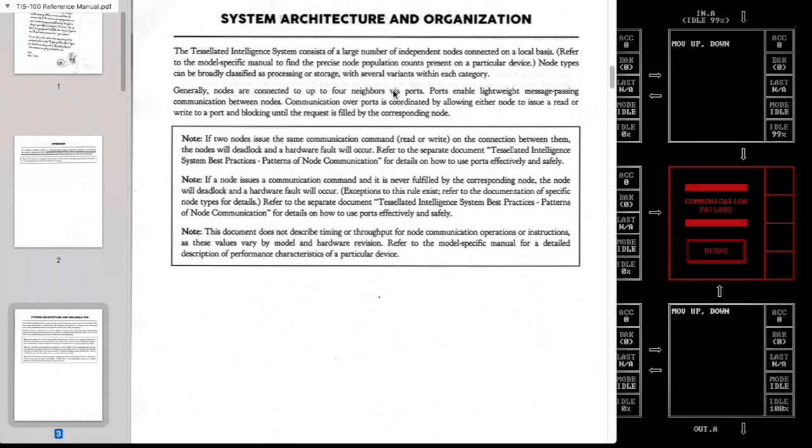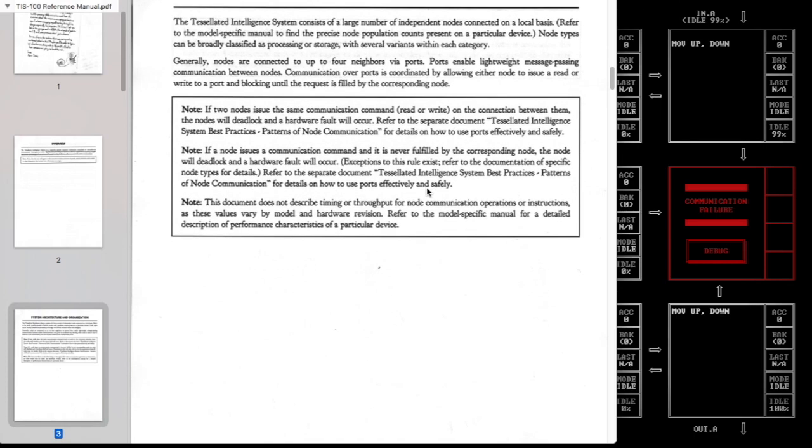Consists of a large number of independent nodes connected on a local basis. Refer to the model-specific manual to find precise node population counts present on a particular device. Node types can be broadly classified as processing or storage with several variants within each category. Generally, nodes are connected up to four neighbors via ports. Okay, so basically they have four neighbors because it's like a 2D matrix of these little things.